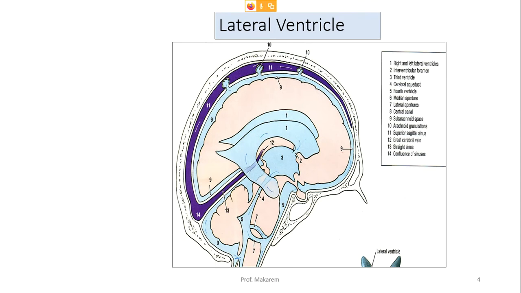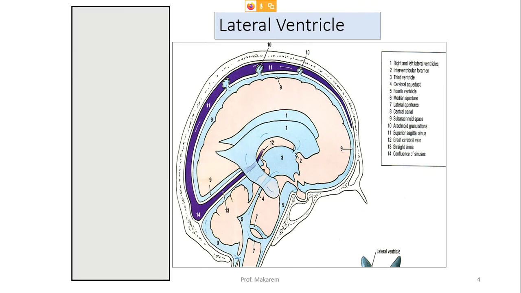Then moving to the lateral ventricles. What are the lateral ventricles and what are the parts of the lateral ventricles that we are going to explore now? The lateral ventricle wraps itself around the thalamus, the lentiform nucleus, and the caudate nucleus.